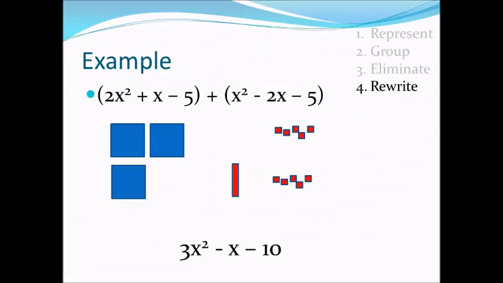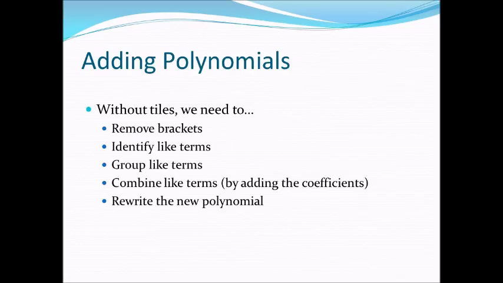So we have the two polynomials. In this case, we can simply remove the brackets, and then we proceed with simplification. Without using the tiles, again, it's pretty much the exact same thing as simplification. We're talking about removing the brackets. We don't have to do anything else because it is an addition. We're going to identify like terms, group together like terms, combine them by adding the coefficients, and then rewrite the new polynomial. Last lesson I showed you how to simplify polynomials without tiles using a table format. Now I'm just going to go with a different method. You can choose which one you prefer, but the logic behind it is the same.